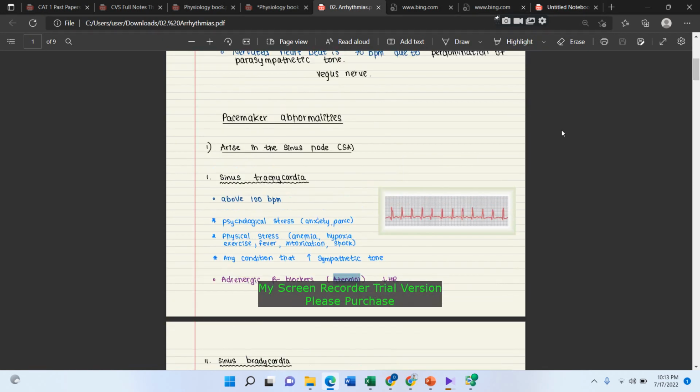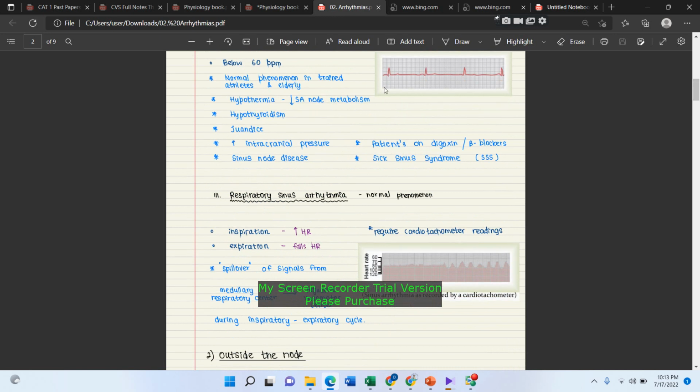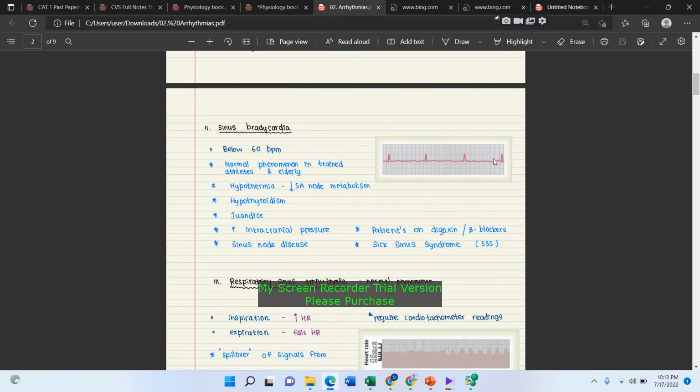You can see here, in the sinus tachycardia, these small gaps between QRST, from one P wave to the other P wave. And in bradycardia, you can see from one P wave to the other P wave there's a huge gap. This is a normal condition in trained athletes and the elderly. It's a normal condition for them, right? For us, it's not.